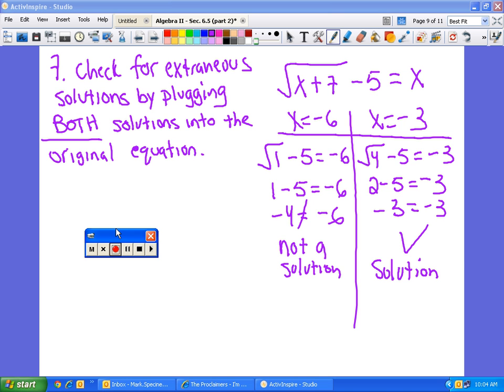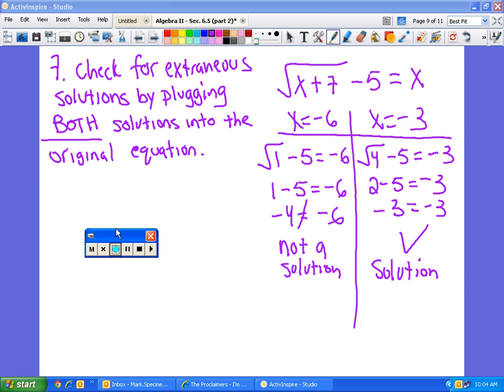Now you can conclude that since the first one is not a solution, this one is probably going to be a solution, but you want to check it anyway in case you made a math mistake. Because if you get that neither one is a solution, it means you've made a mistake. So here too, I'm going to plug in the value, which is negative 3. Negative 3 plus 7 is 4. So I have the square root of 4, take away 5 is equal to x, which is negative 3.